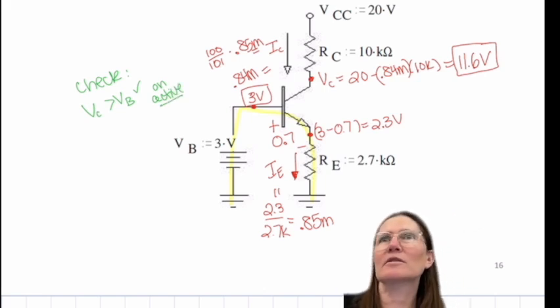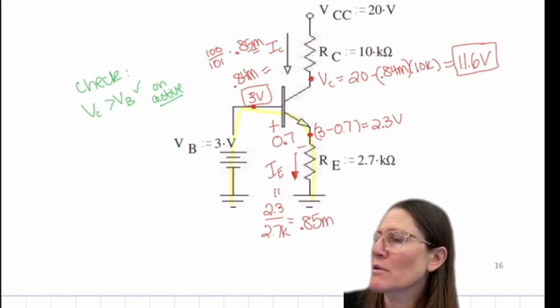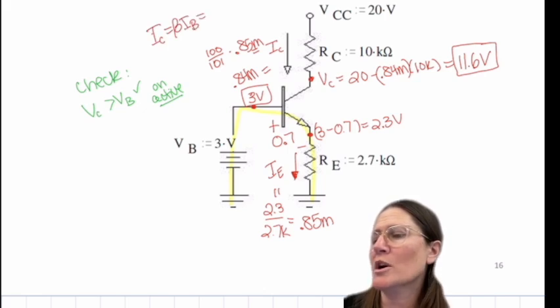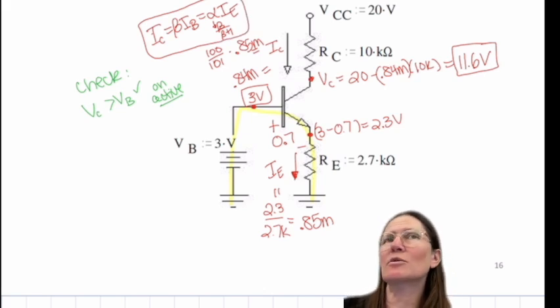Questions? Yes. Where'd you get 100 over 101 from? That's alpha. So the relationship is IC is either beta times IB or alpha times IE, where alpha is beta over beta plus 1. So wouldn't it be flipped and be 101 over 100? No, it'd still be, IC is equal to alpha IE.